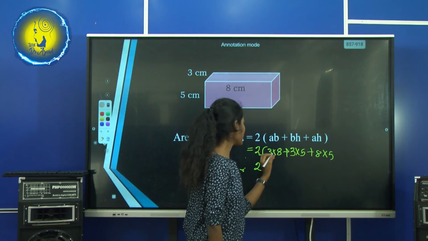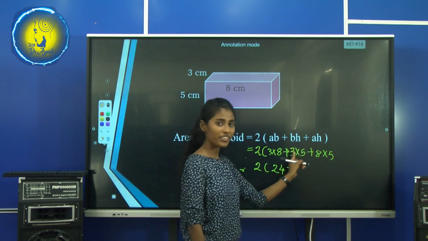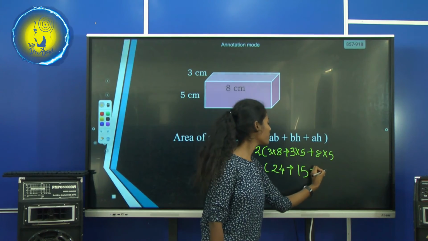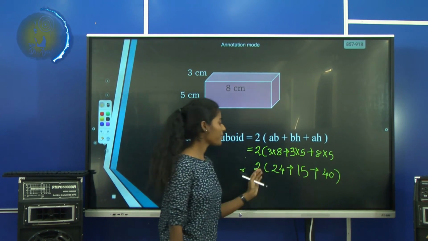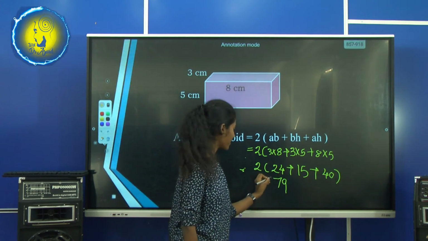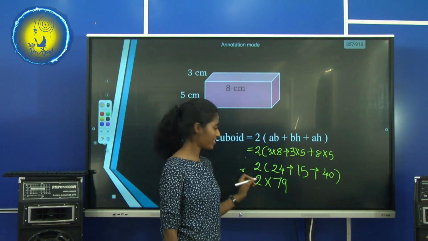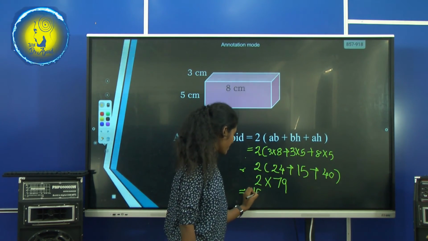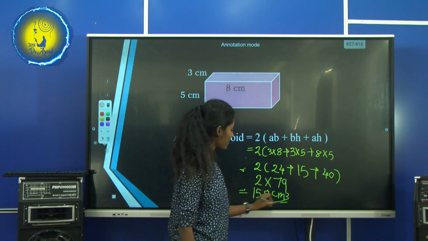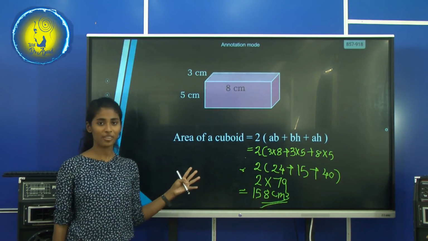Okay, let's see what is the area. 3 into 8, 24. 3 into 5, 15. 8 into 5, 40. When you add these values together, you will get 79 as the answer. Now you have to multiply this answer by 2. How much? The answer is 158 square centimeters. I want everybody to do this calculation in your paper.